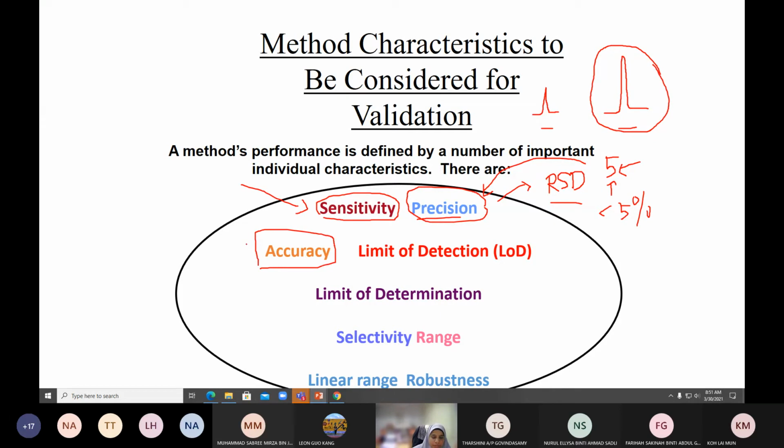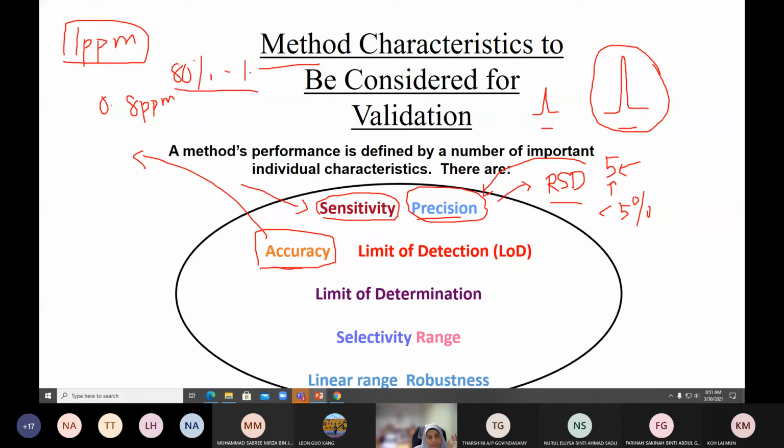Accuracy means, let's say you know that the concentration of your sample is 1 ppm. This is the accurate result. When you run your samples with this method, you only get 0.8 ppm. So when you calculate the accuracy, it is only 80%. In analysis, the acceptable value for accuracy is 80 to 120. As long as your method is in this range, the analytical chemist will accept it.